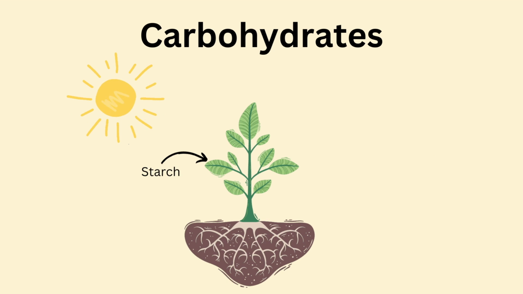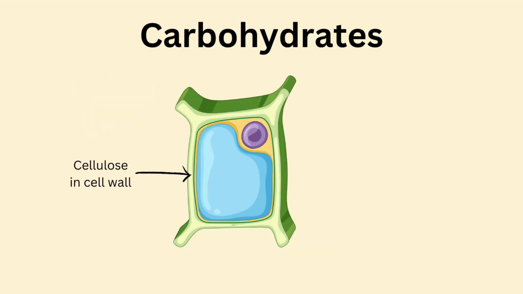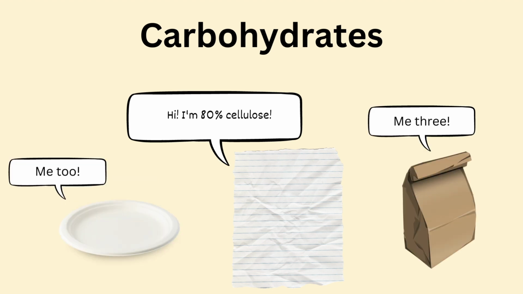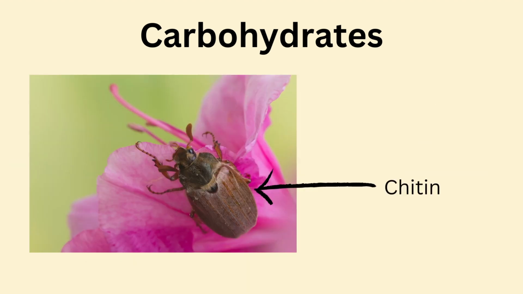In fact, plants make carbohydrates during photosynthesis and then store it as starch for when energy is needed. Cellulose is a kind of carbohydrate and is found in cell walls. It gives plants support and rigidity. Paper is made out of cellulose, so if you're taking notes on paper, you're actually writing on cellulose. In fact, most paper-based products are made of plant cellulose. Bugs use carbohydrates too. The crunchy exoskeleton of bugs is called chitin and is made up of carbohydrates.